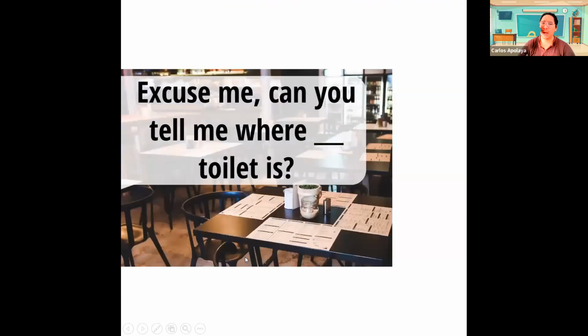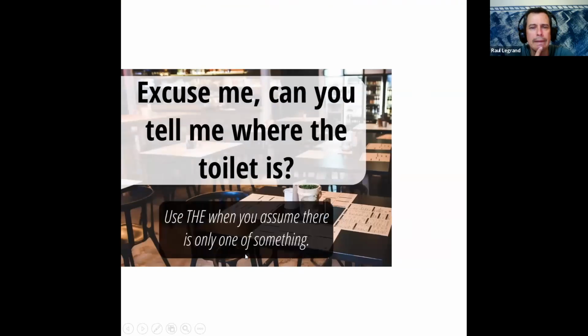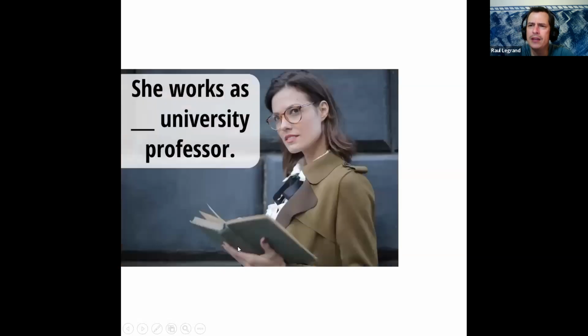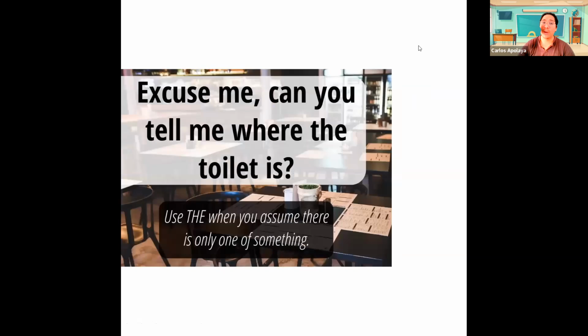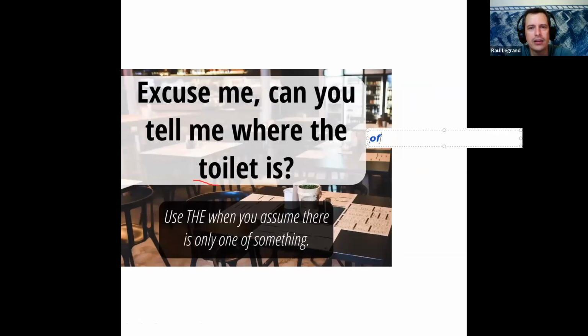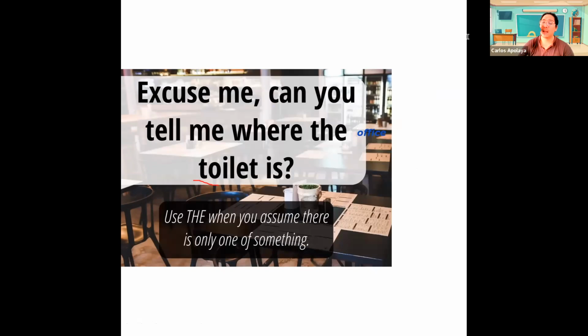Excuse me, can you tell me where the toilet is? Yes, you use the when you assume there is only one of something. What is the difference between the and the? When the word starts with a consonant sound, you say the toilet. When the word starts with a vowel sound, you say the, for example, the office. Sometimes in American English, when you want to emphasize, maybe you are surprised or shocked, you say the for everything.